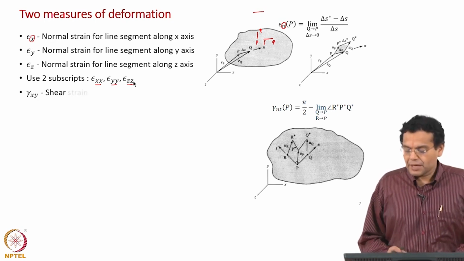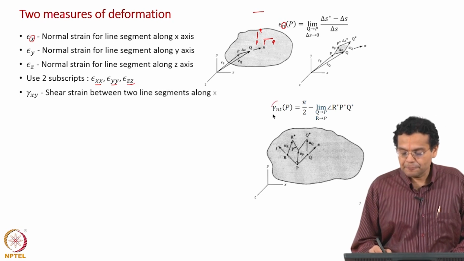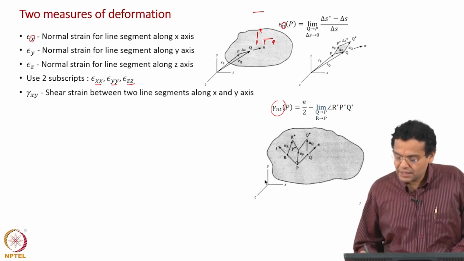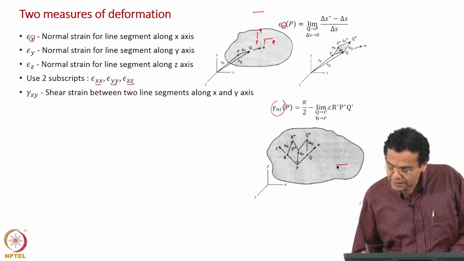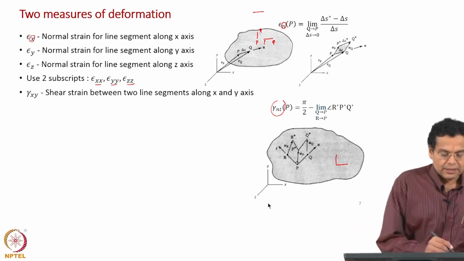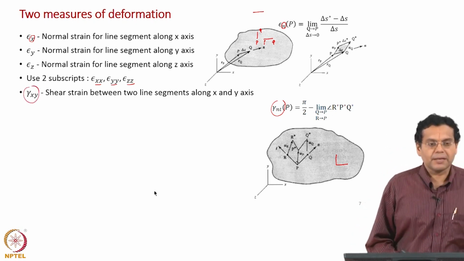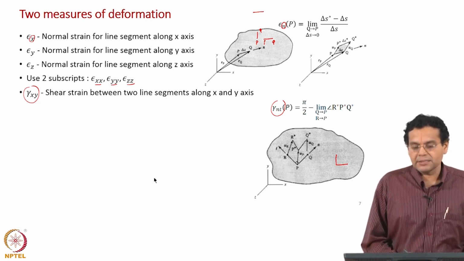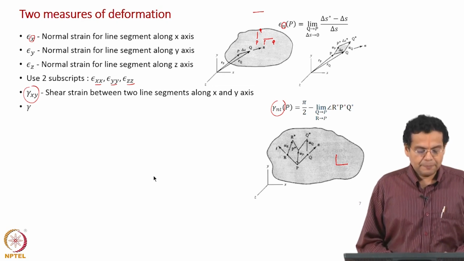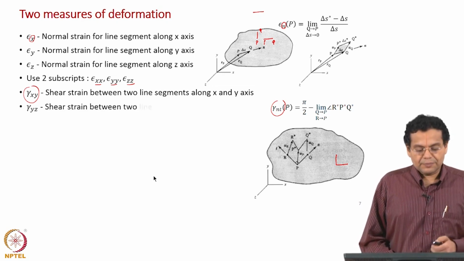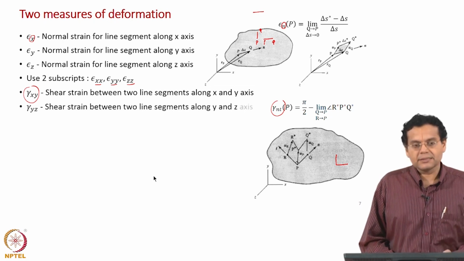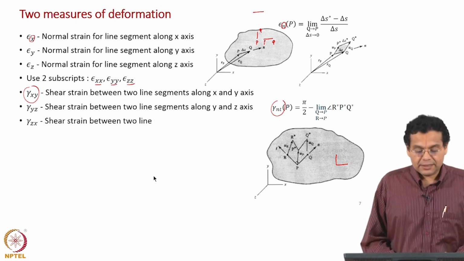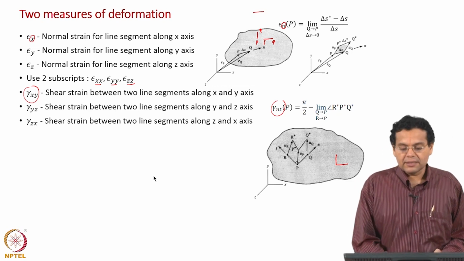Now, we have looked at the definition for shear strain for two line elements along n and t directions. Instead of that, we will take two line elements along the x axis and y axis. So our nomenclature becomes gamma xy. Gamma xy represents shear strain between two line segments along the x and y axes. Similarly, gamma yz, we take two line elements along the y and z axes, of course in the case of the three dimensional case, and then gamma zx, shear strain between two line segments along the z and x axes.